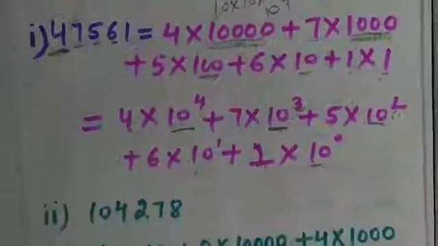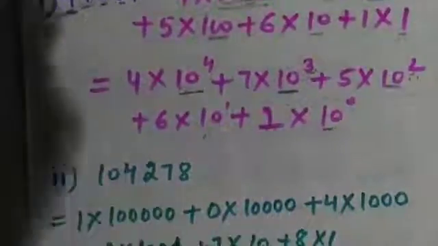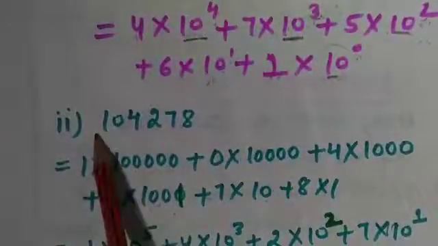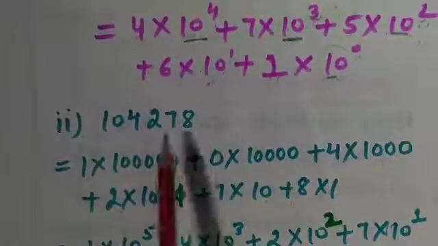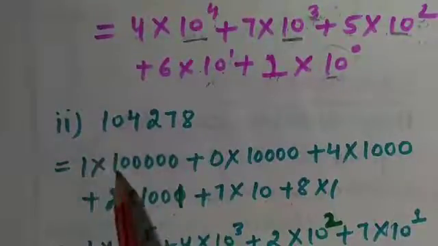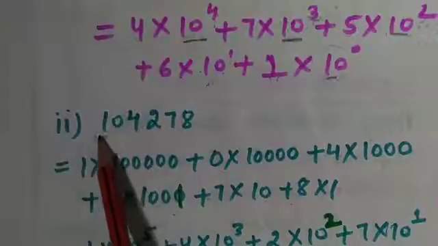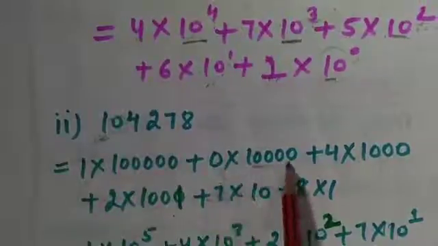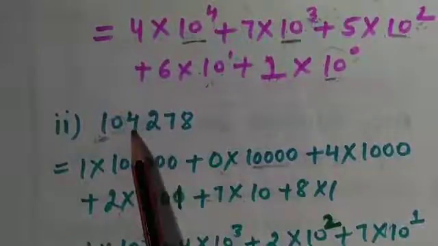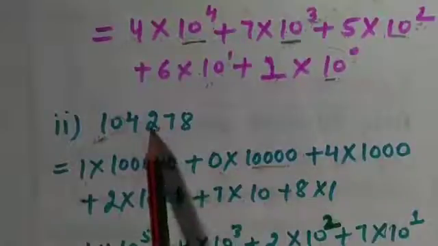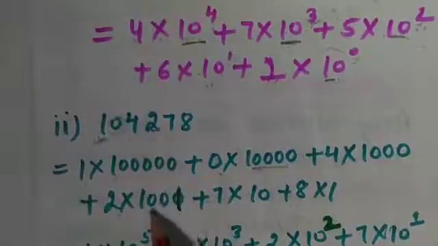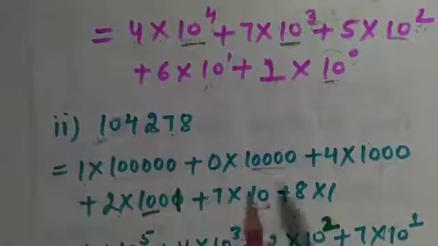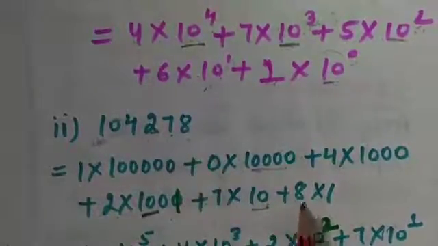Let us understand one more example. Let us discuss one more question. So how to write this number in expanded form? This is 1,04,278. So I will multiply each digit with its place. It is at 1 lakh place, so 1 into 1 lakh. It is at 10,000 place, so 0 into 10,000. It is at 1000 place, so it will be 4 into 1000. It is at 100 place, so I will multiply it with 100. This is at 10's place, so I will multiply it with 10, and this is at 1's place, so I will multiply it with 1.